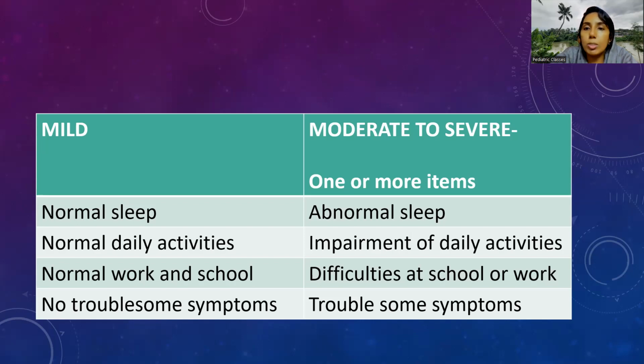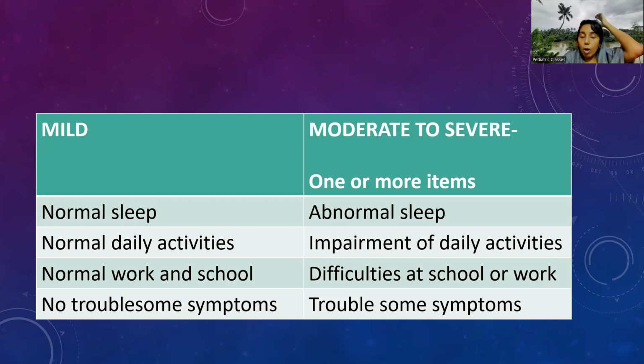Okay, and what about moderate to severe? How can you remember all this? See, if you have a good night's sleep, what will happen generally? The next day you will have very good daily activity, there are no troublesome symptoms, and you'll have normal work and school. Whereas in moderate to severe AR, they have abnormal sleep, they have an impairment of daily activities, they have difficulties at school or work, and they have troublesome symptoms. So this is also important.